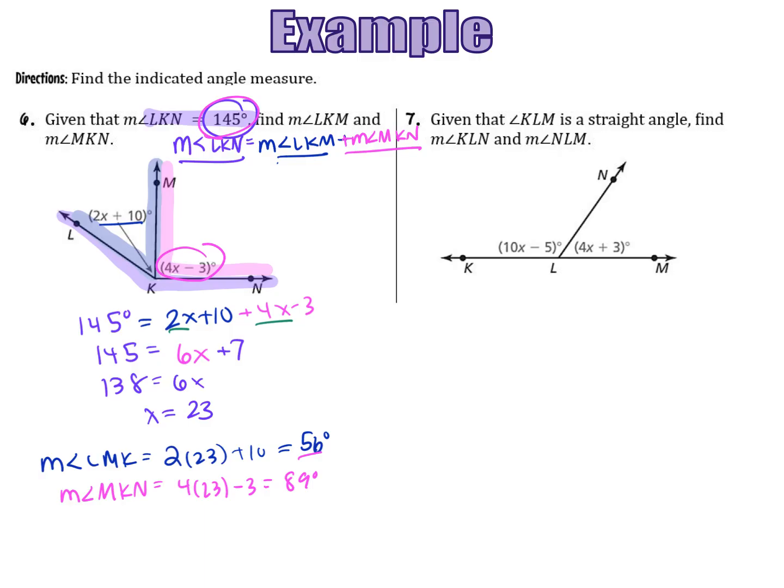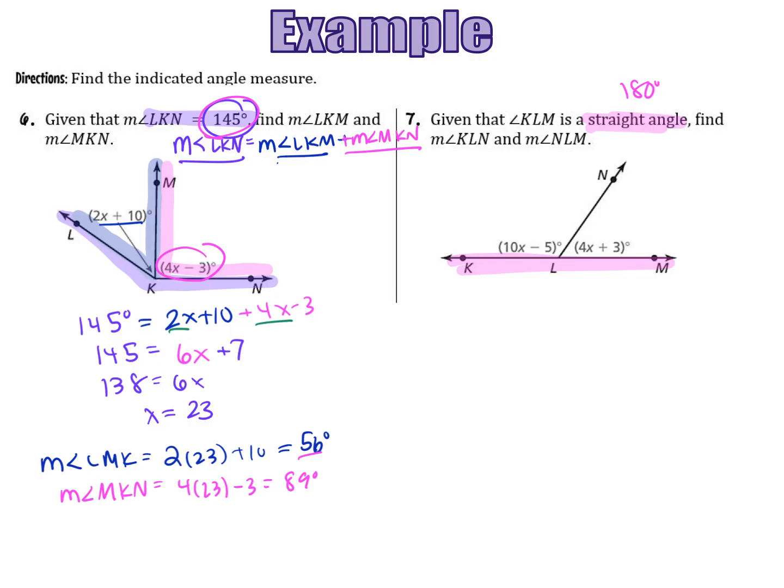All right, example 7 says, given that angle KLN is this angle here, is a straight angle. Ask yourself, what does it mean to be a straight angle? That's right. It means that it is 180 degrees. Find the measure of angle KLN and NLM.